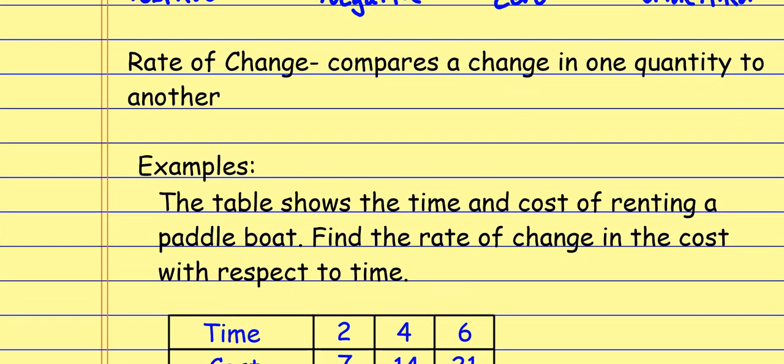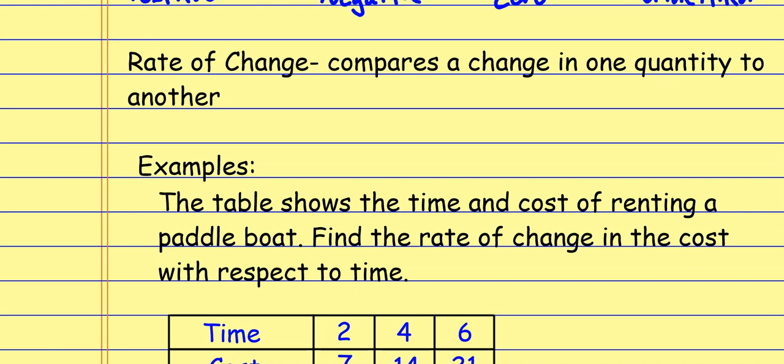So rate of change compares a change in one quantity to another. So that's literally the same thing as slope. Slope is just more specific. Slope is when we compare the vertical change to the horizontal change. Rate of change is the same thing, but not necessarily vertical and horizontal, all right? Rate of change is what we call it when we're looking at a real example, all right?